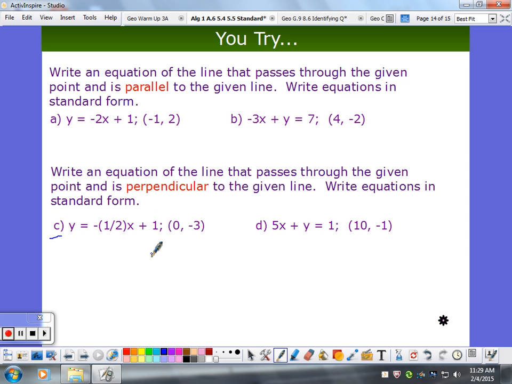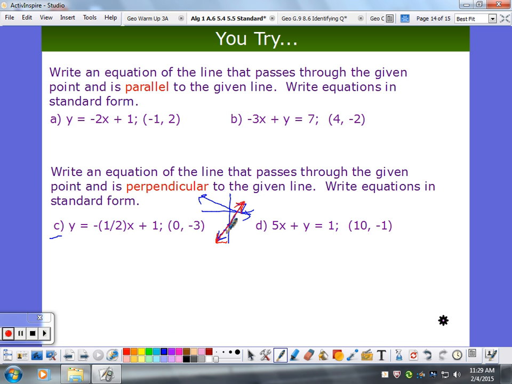All right, let's do this one, and ladies and gentlemen, think about what it's asking. You're given an equation, y equals -1/2x plus 1. I'm just going to do a quick sketch of y equals -1/2x plus 1, and it looks like this. I want to go through (0, -3), and I want a perpendicular line. So again, let me go over that line with a different color. I want this red line. That's what they're asking you to find.